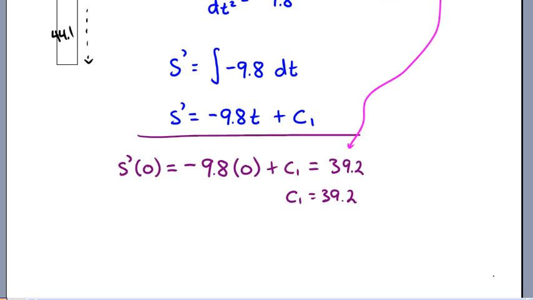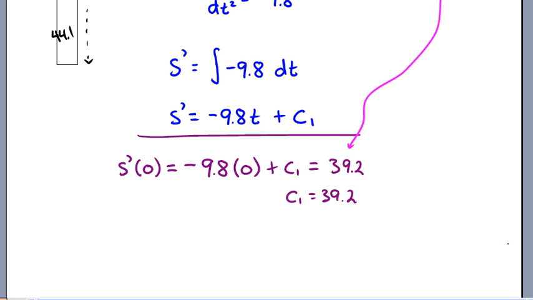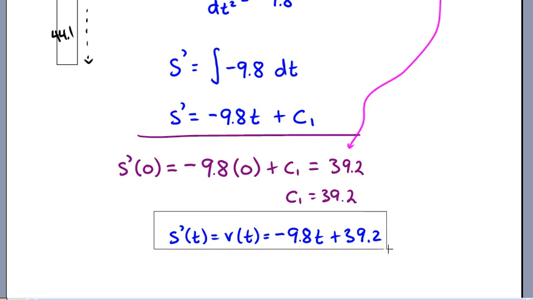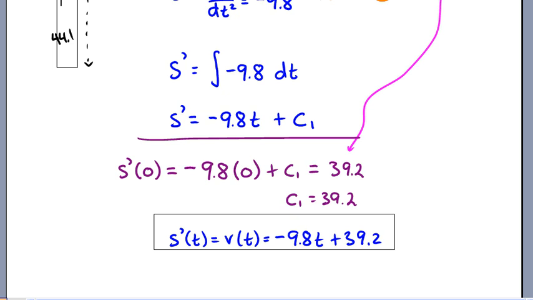So we can refine our story here and say that S prime, which is the same thing as velocity, right? It's a function of t. We can say that's got to be negative 9.8t plus 39.2. I don't have to say C1. I can narrow this right down and say, oh yeah, in this story, it's 39.2. Okay, well, let's keep going with this.